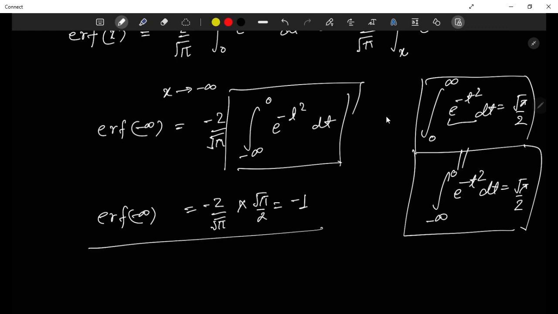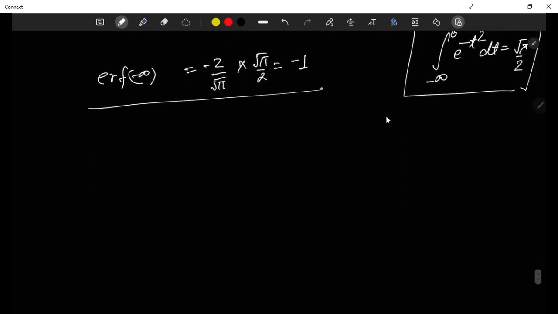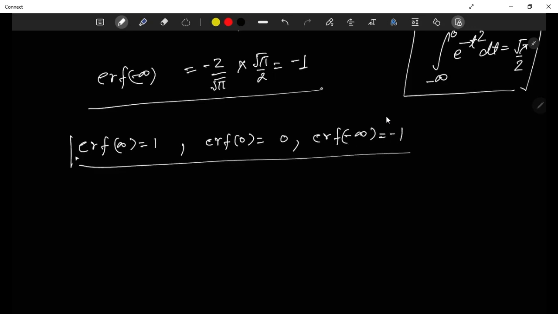So now we know how many properties? We know the properties: the error function at infinity is plus 1, the error function at 0 is 0, the error function at minus infinity is minus 1, correct? We know these three properties and we name it some equation. So let us call it equation A, correct?